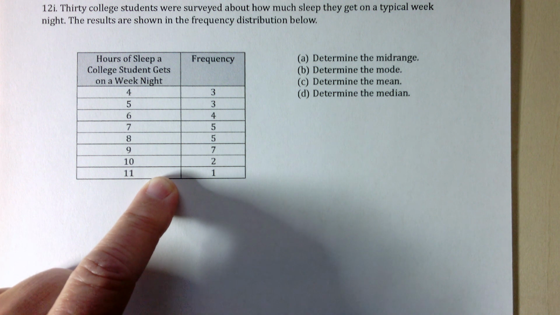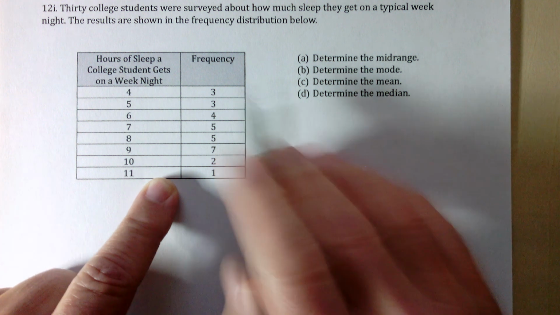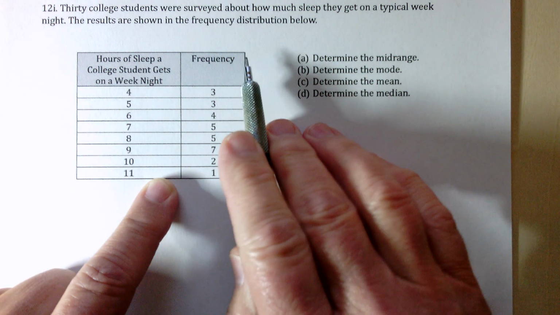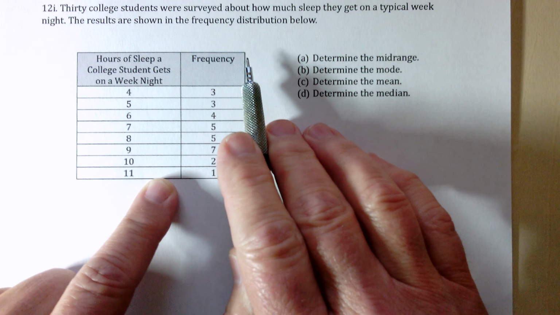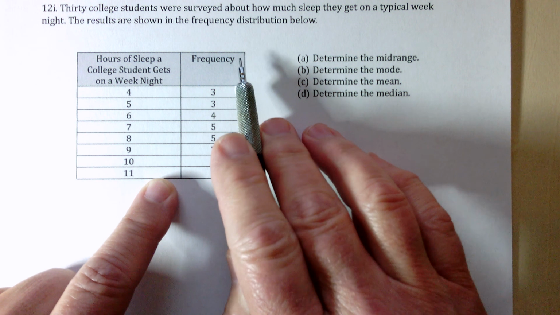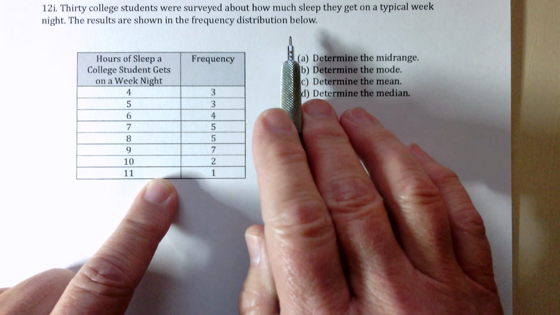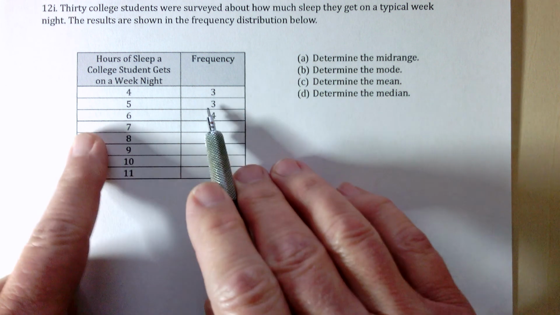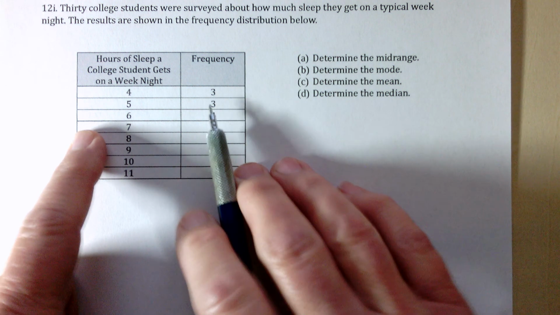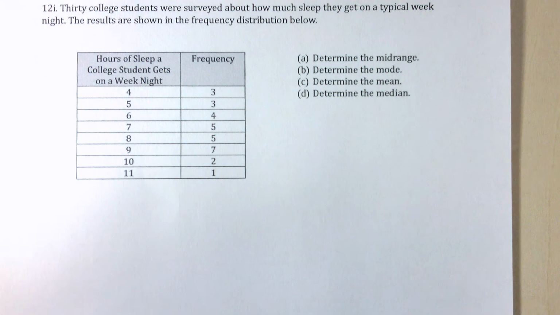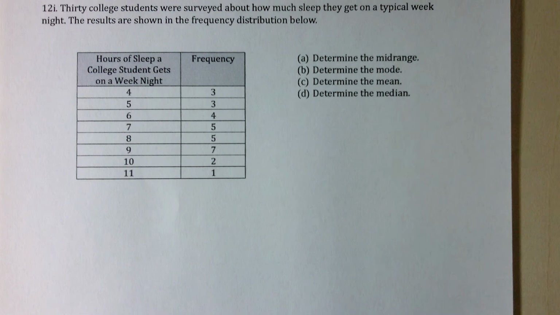So let's just break it down. What you got is a survey of college students, how much sleep they get on a typical night, and the results are shown in the frequency distribution below. Now, this is a frequency distribution, so they're not giving you the data set. Typically, when you're asked to calculate the mean, median, mode, and whatnot, they will give you a data set. This is giving you a data set, but it's in a little more compact format.